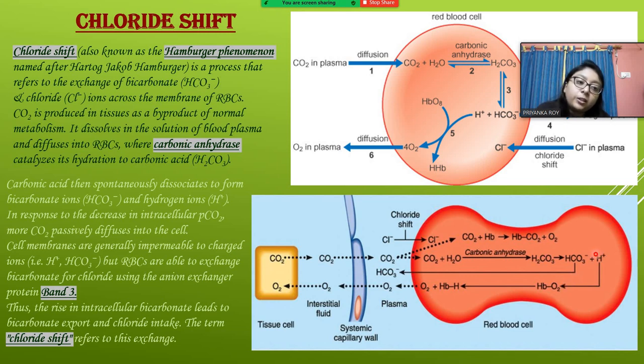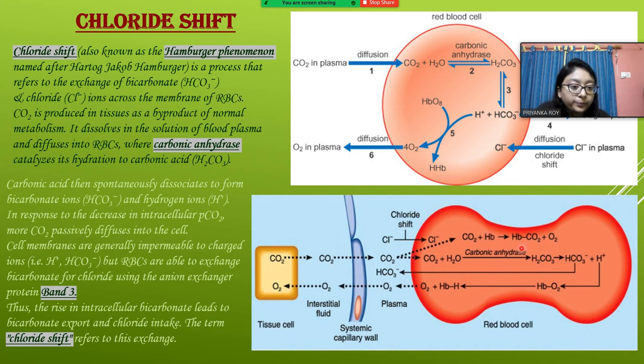When bicarbonate ions go outside the RBC, chloride comes in and balances the negative charge in the RBC. This anion exchanger protein, known as band 3, is present in the membrane of the RBCs, and via this band 3 exchanger protein, chloride and bicarbonate ions are exchanged between the plasma and the RBCs. Thus, the rise in intracellular bicarbonate leads to bicarbonate export and chloride intake. This is known as chloride shift.